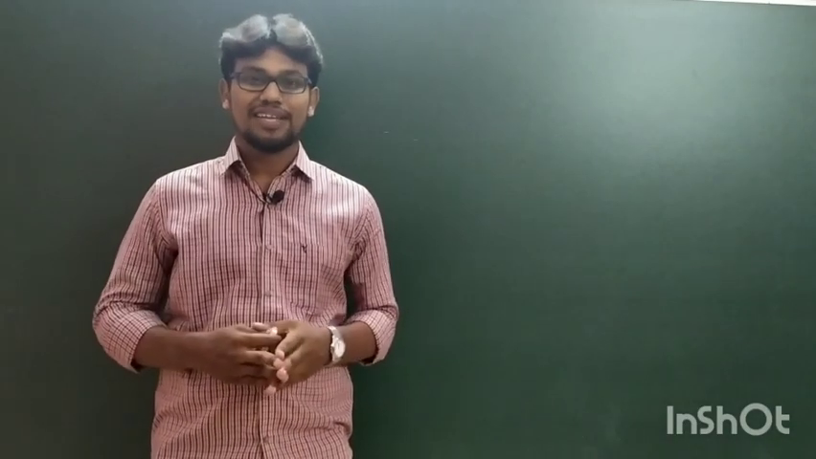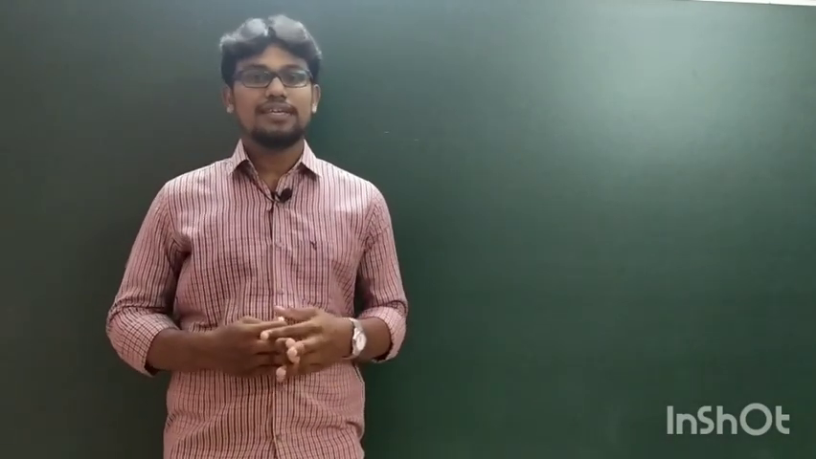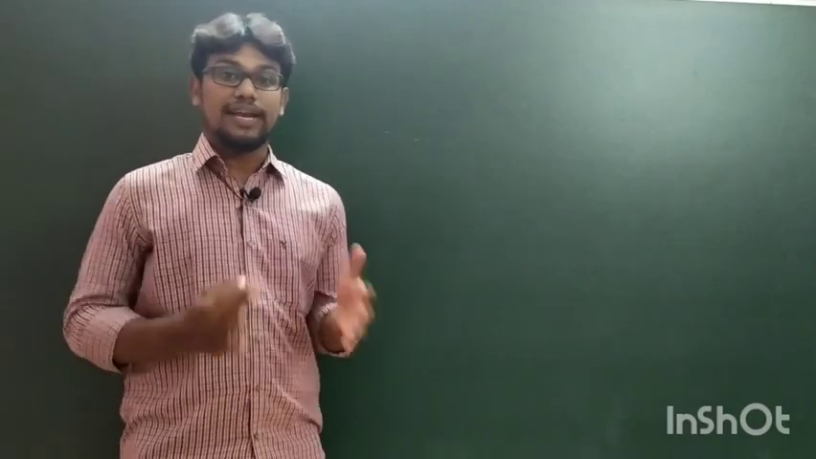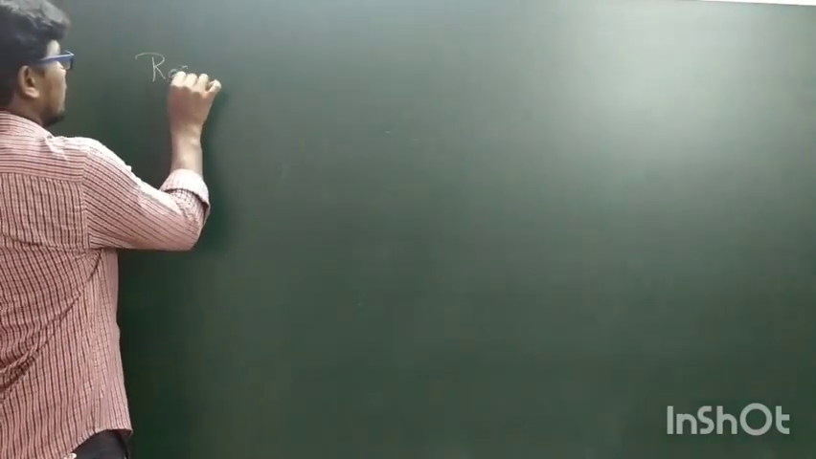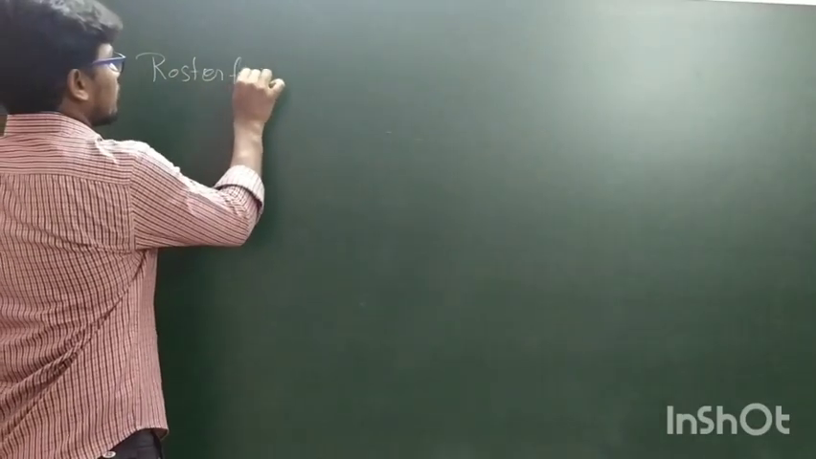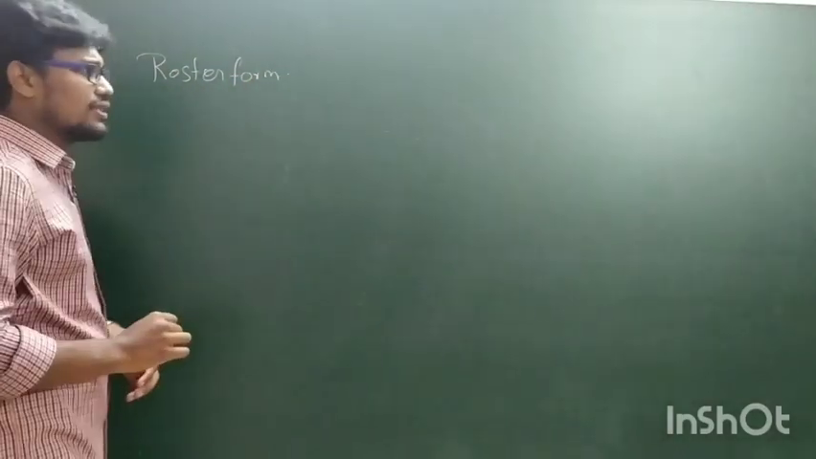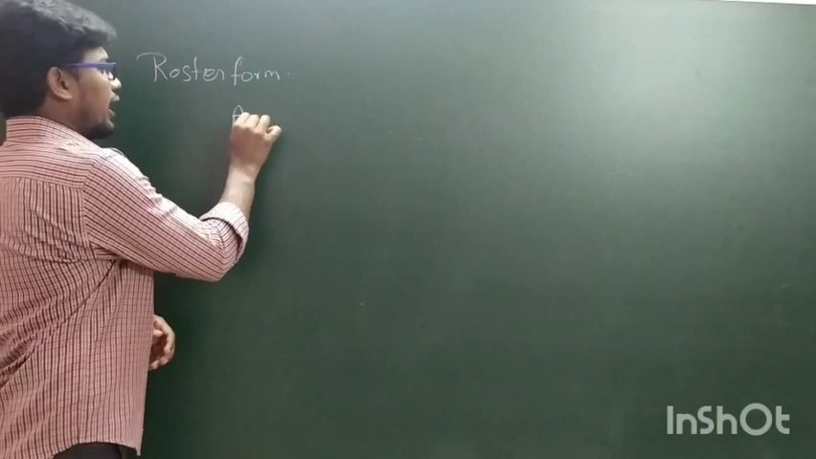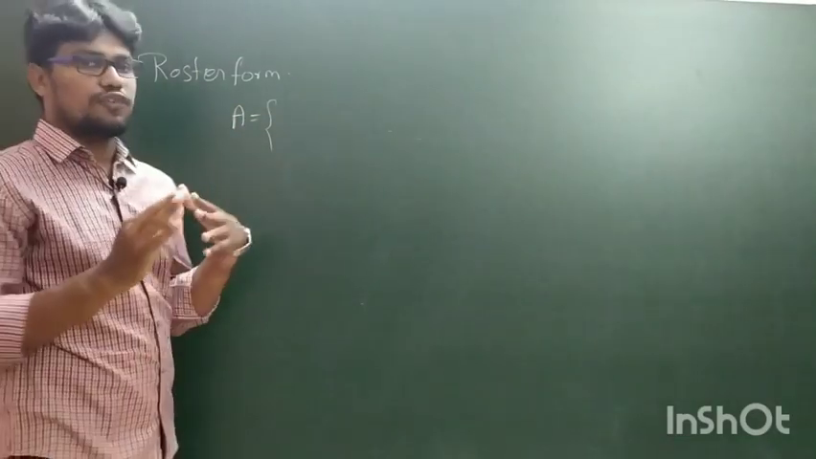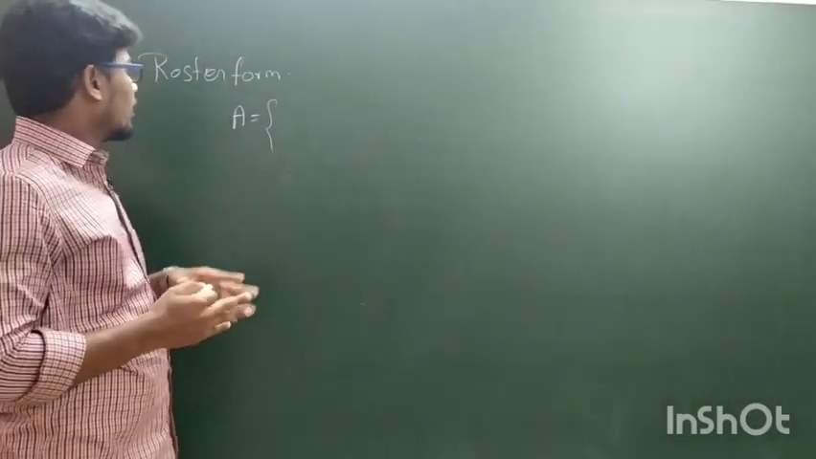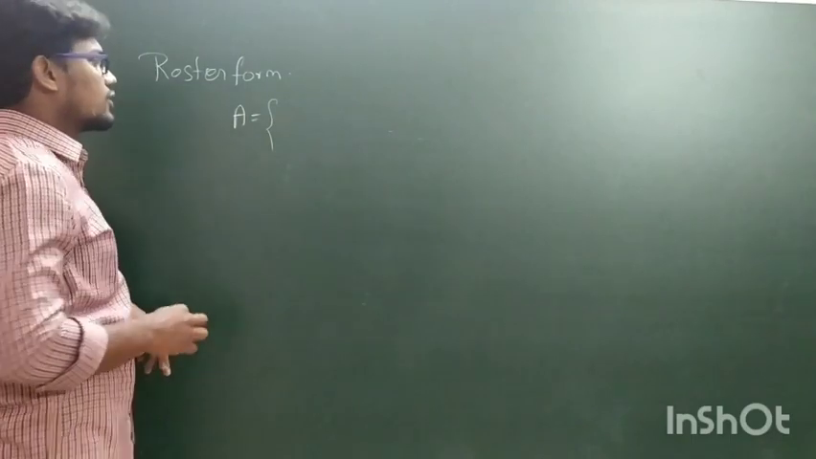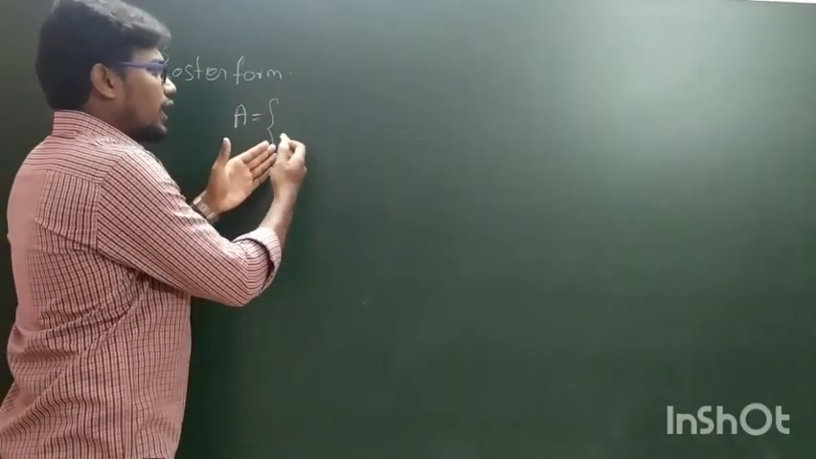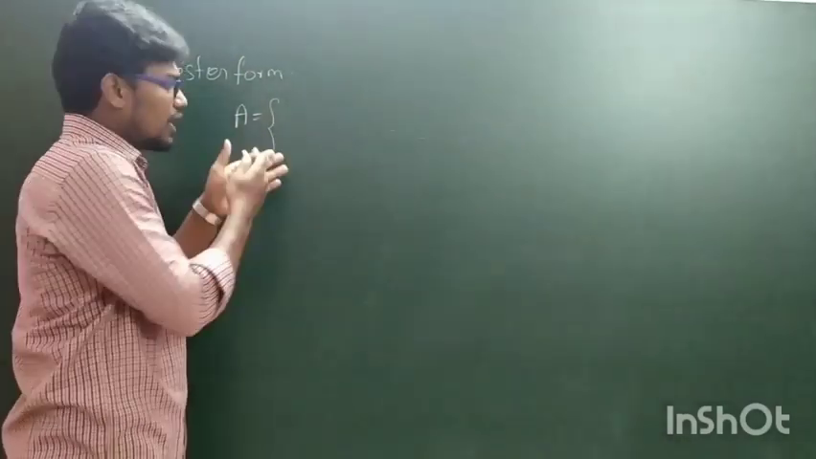Hello everyone. So now let us see in what ways we can write sets. The first form is the roster form. So what is roster form? Say for example that A is a set of students of our class. In roster form, to write this set we have to write all the elements one by one, which means we have to list the elements.